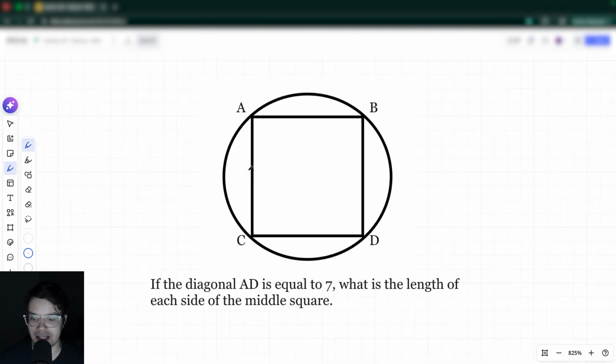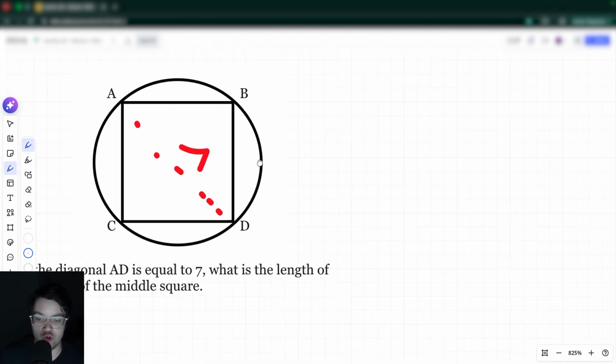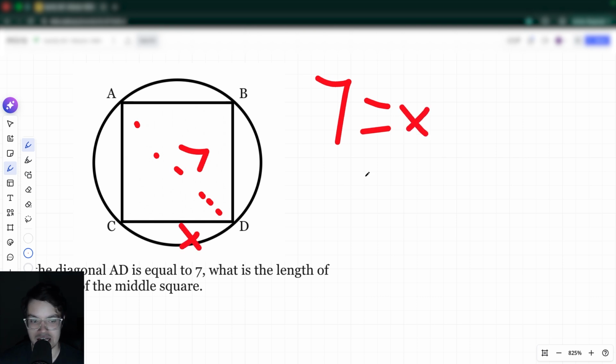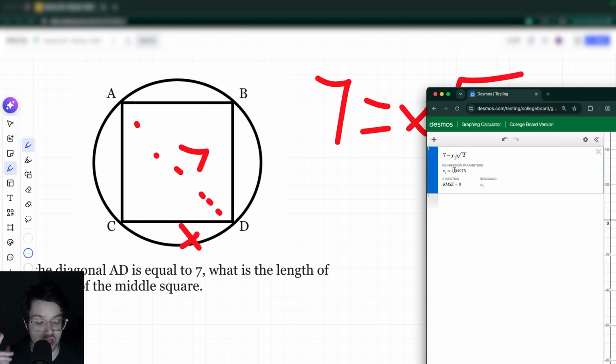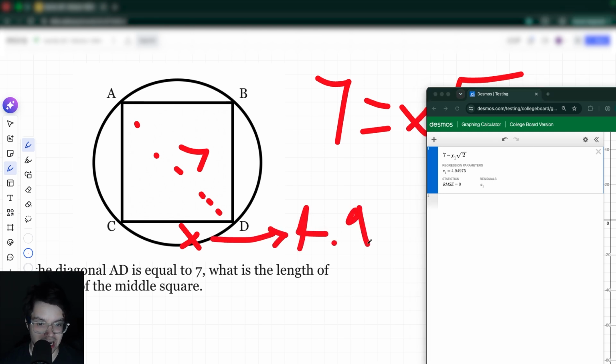So if we have something like this, the diagonal of AD is 7 here. It says, what is the length of each side of the middle square? So 7, and if you know about 45, 45, 90 triangles, 7 must be equal to x, if this is x, multiplied by square root of 2. Therefore, x would have to be 4.95. So therefore, the sides of it are 4.95.